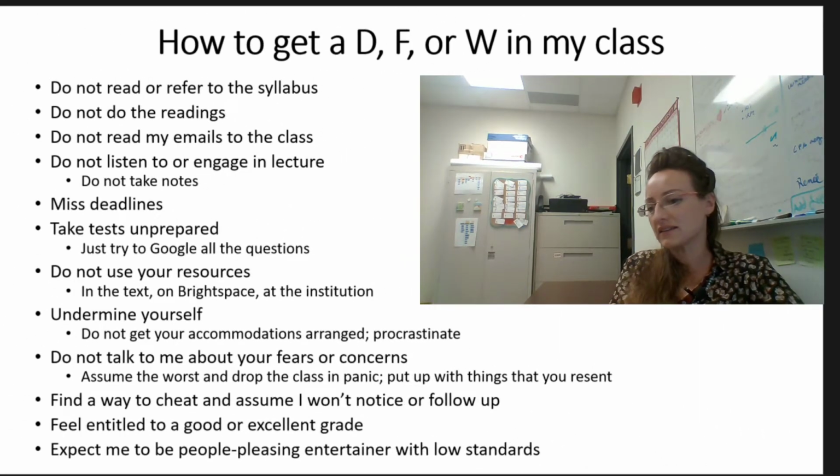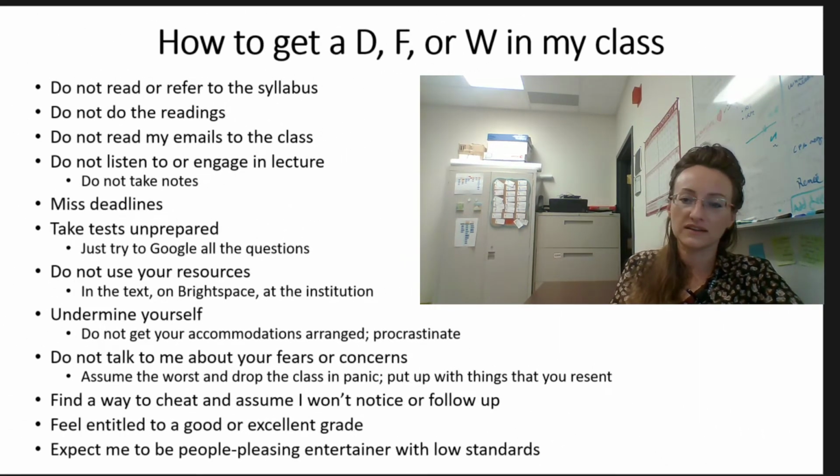So let's say that you don't want a satisfactory grade. You want a D, F, or a W. What do you need to do? Do not read or refer to the syllabus. Don't do the readings. Just try to guess and Google things on the quiz. Don't read my class emails. Don't listen to or engage in lecture. Don't take notes. Miss the deadlines. Don't use your resources. And find ways to undermine yourself.